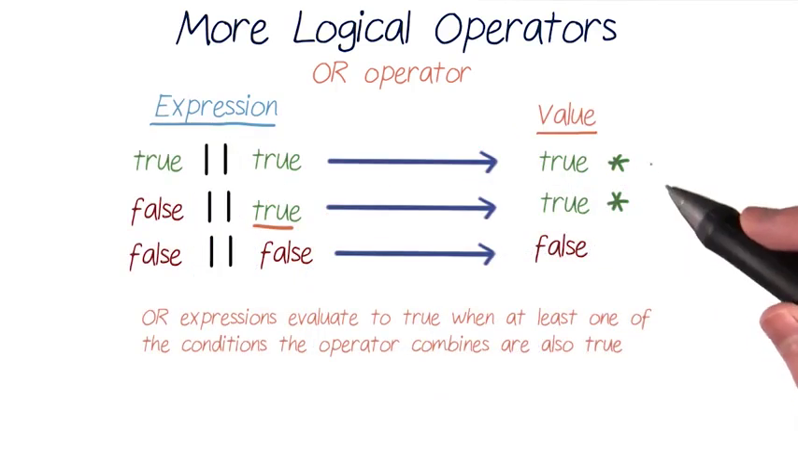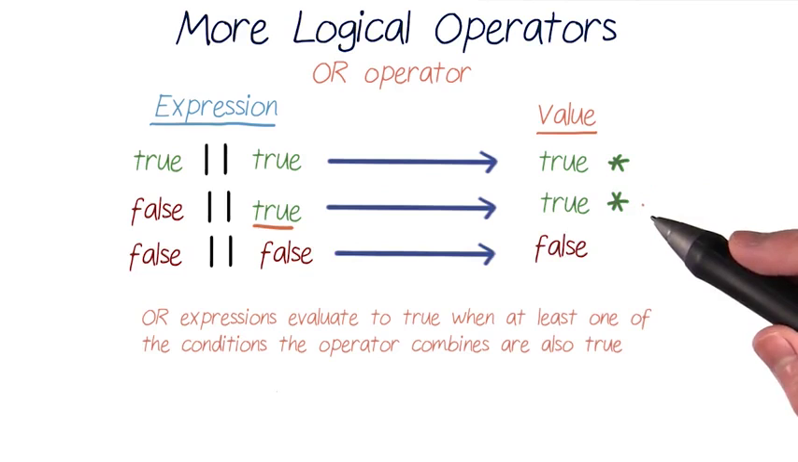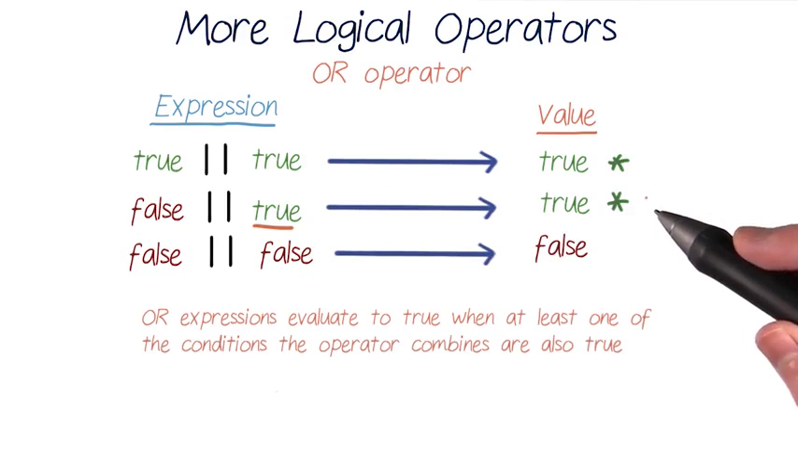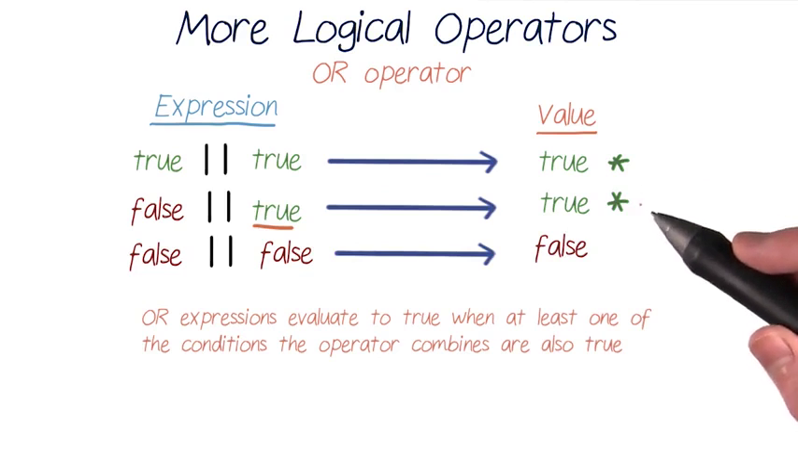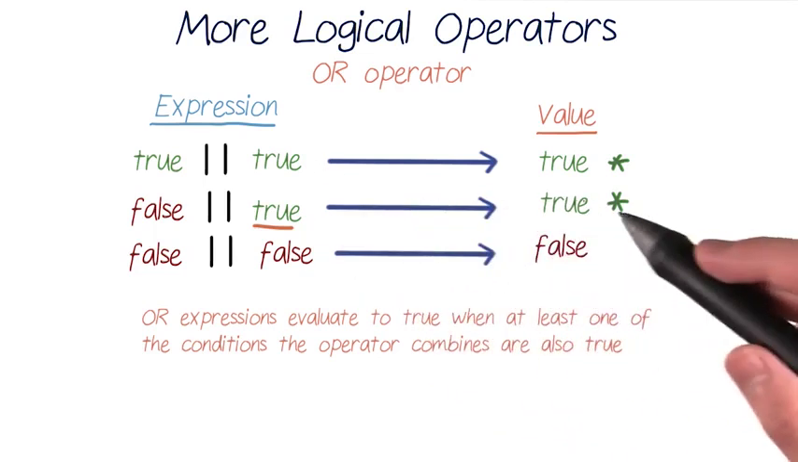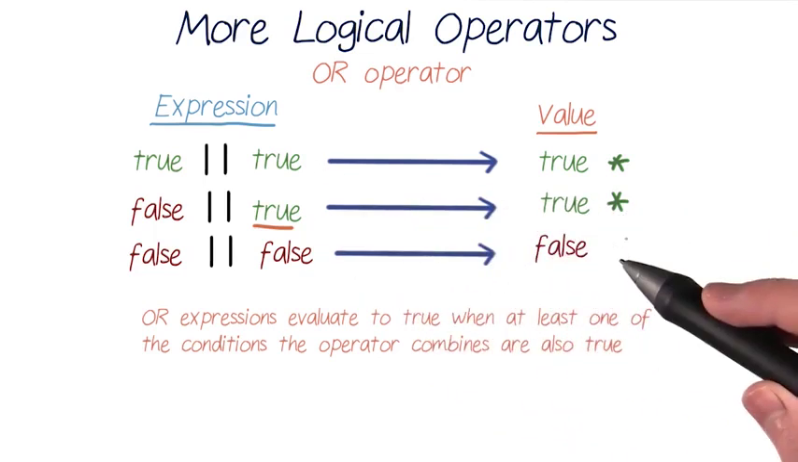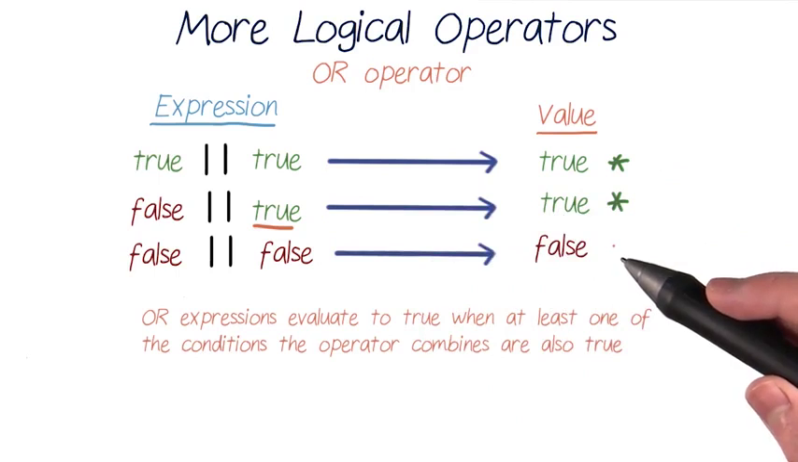And this is like how the OR operator works. Just like your laptop can get power from a battery or a power outlet, an OR combination will be true if one or both of the conditions it combines are also true. And only if both tests it combines are false will it be false.